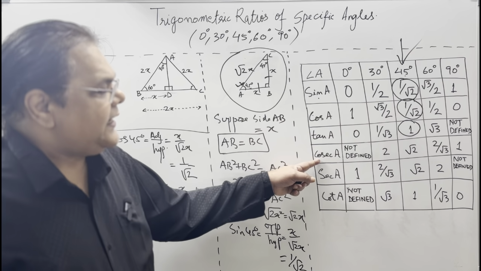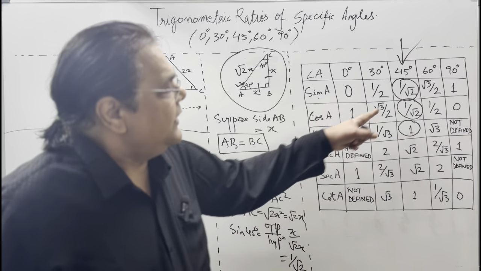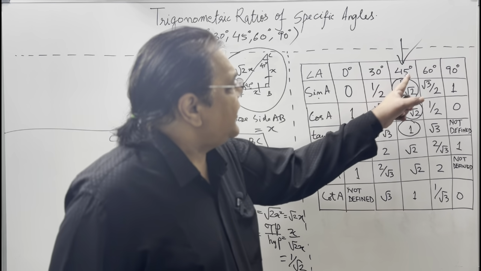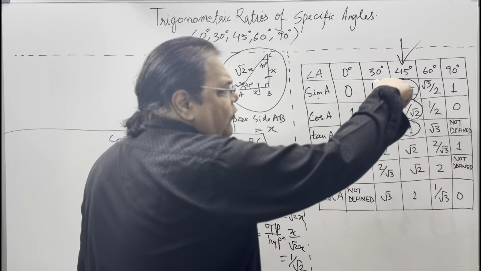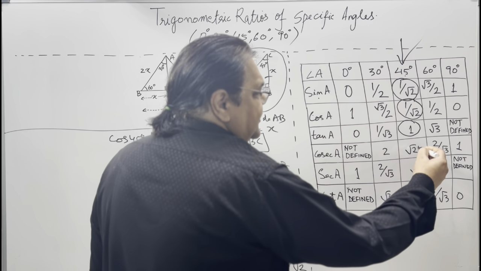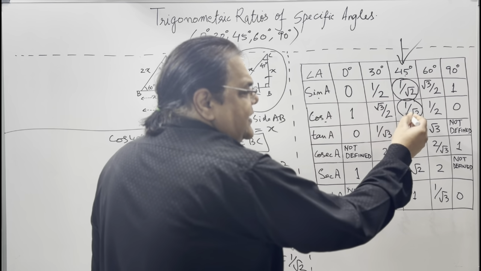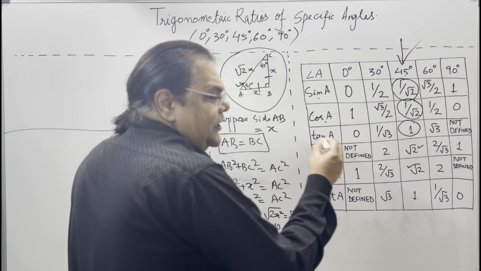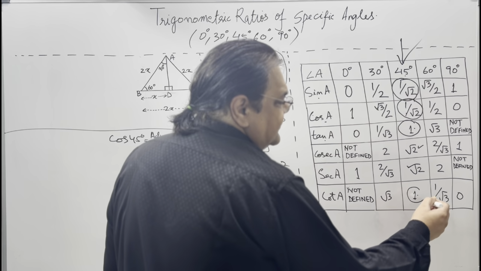Now, cosec A is the reciprocal of sine A. That means cosec 45 is the reciprocal of 1 by root 2, that is root 2. Similarly, for sec A, the reciprocal of cos 45 is again root 2. And for tan, the reciprocal is cot, so the reciprocal of 1 is 1.